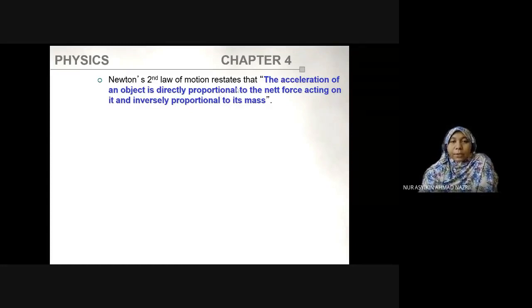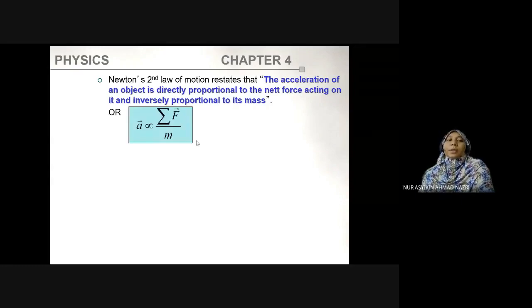Okay. Restate balik that the acceleration of an object is directly proportional to the net force acting on it and inversely proportional to its mass. Macam mana tu? Macam ni lah. Okay, so bila kita dah buat yang tadi, kita ambil yang case paling last tu lah sebagai kita punya fokus. So kita restate balik kita punya Newton's second law, we get this statement.